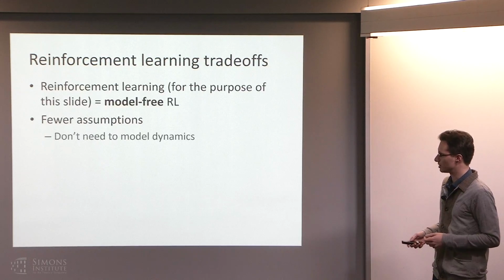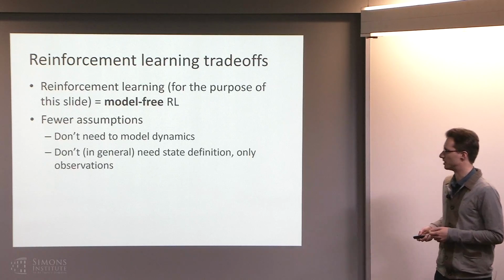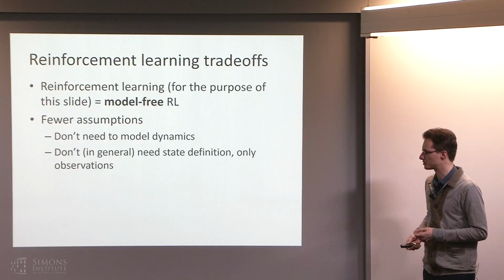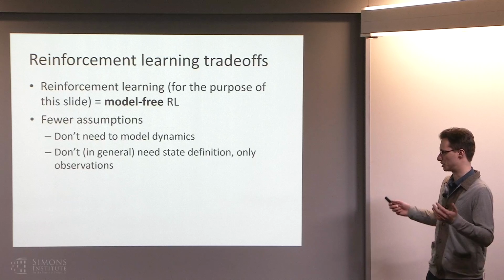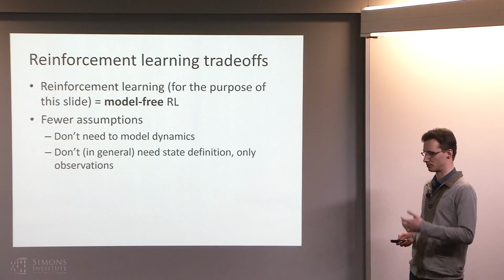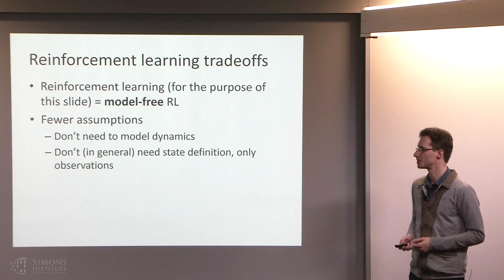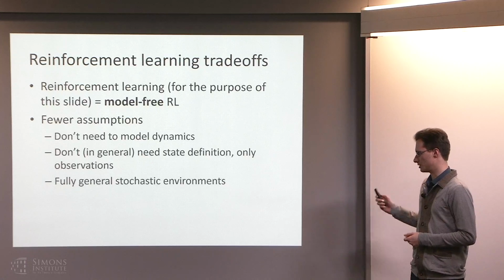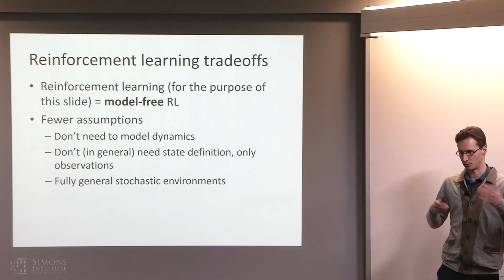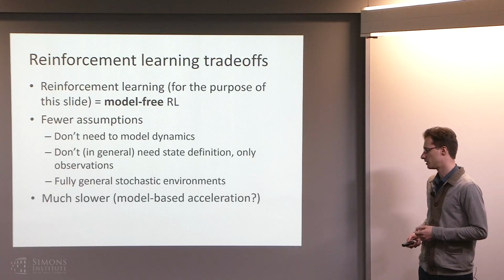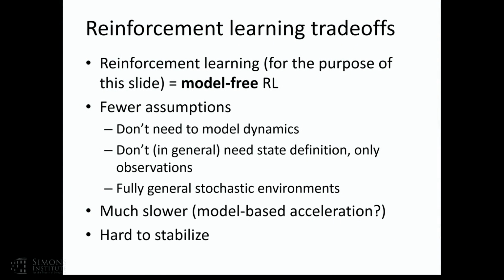So this starts summarizing what I already said. The benefit of reinforcement learning generally is fewer assumptions. You don't need to model dynamics. You don't in general need state definition, only observations. So you can run policy gradient directly on observations. And it's fully general in terms of stochastic environments. You don't need to assume continuity and things like that, but it's much slower, and sometimes hard to stabilize. Some of these algorithms are a little difficult to make stable.